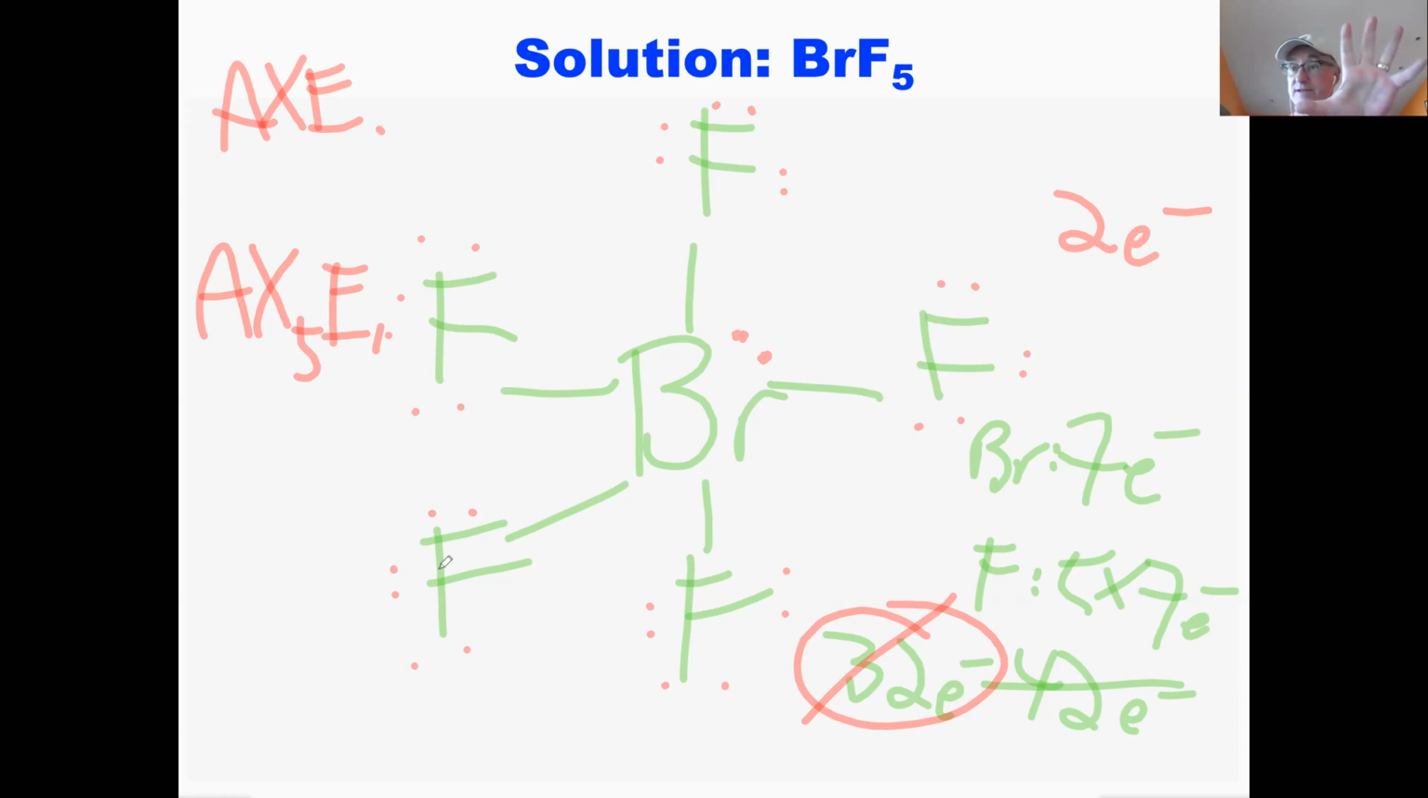We can see that it has 6 electron groups around it. 5 of them are bonds, so X is 5, and one of them is a lone pair, so E is 1. With 6 electron groups, it's in the octahedral group. So we say that the group arrangement is octahedral. But is the actual shape of this molecule going to be octahedral? Yes or no?